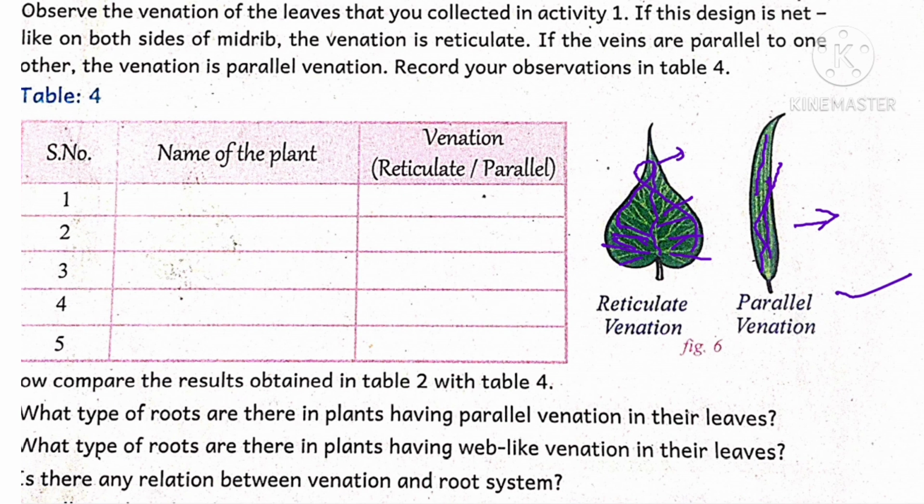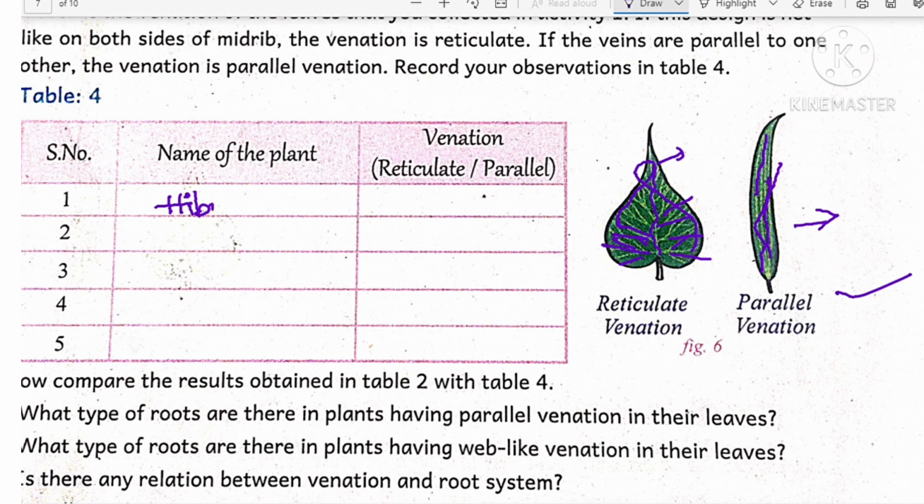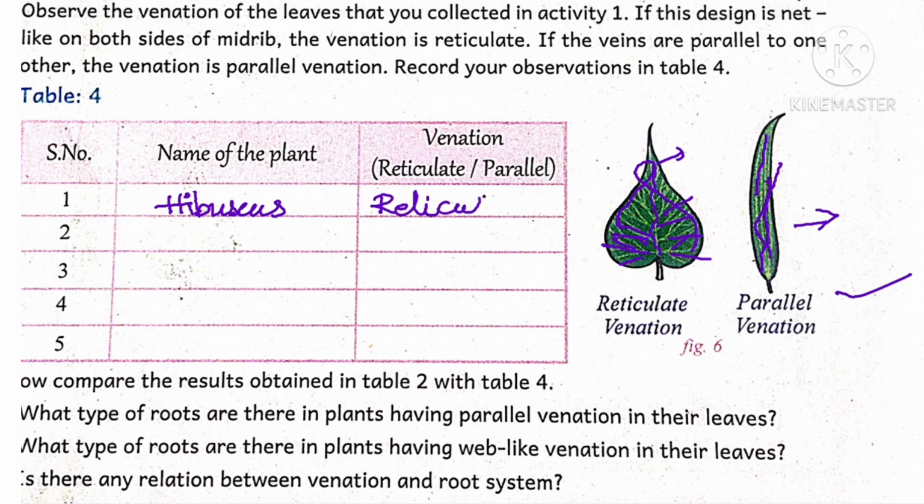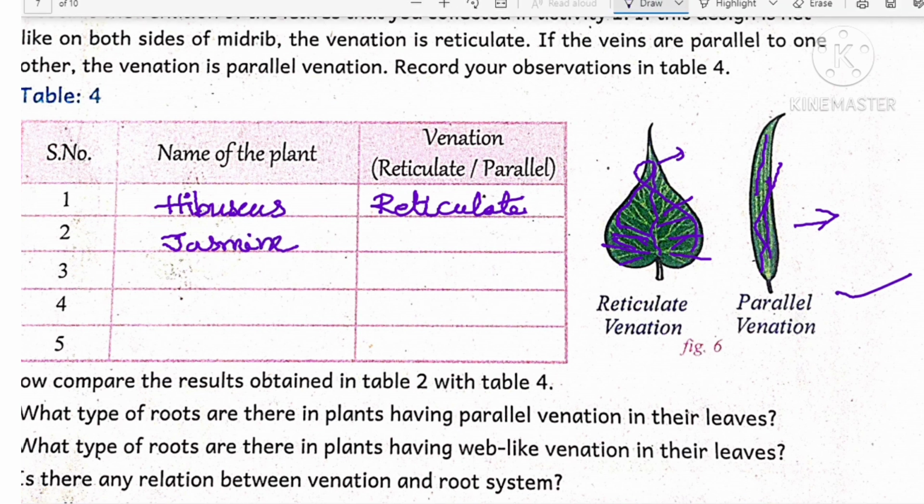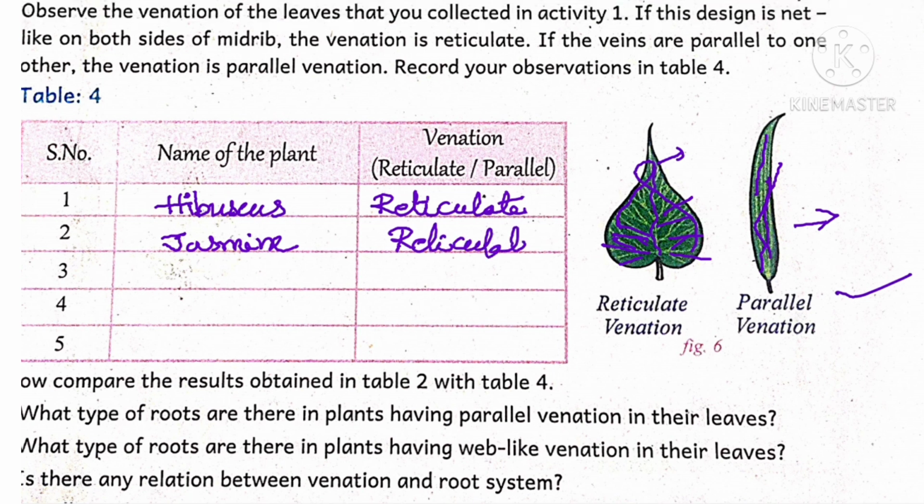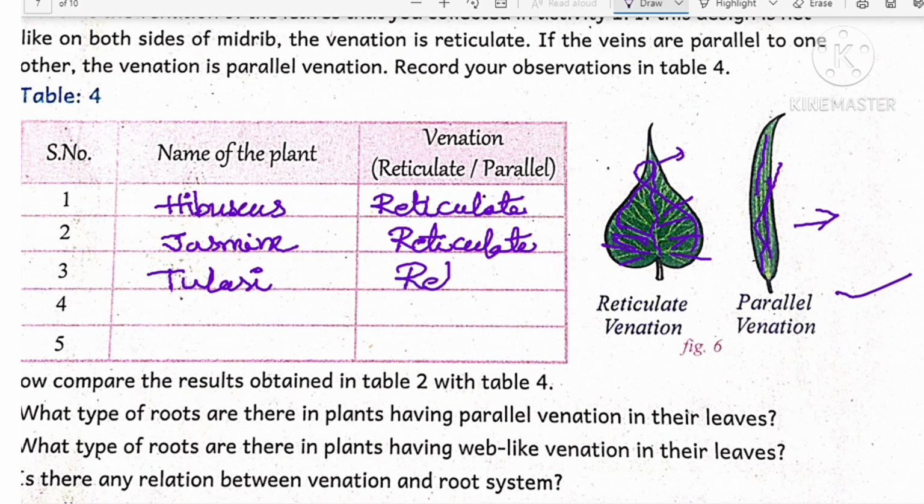So the first plant, what is the first plant? Hibiscus plant. And what type of venation do you observe in hibiscus plants? Reticulate venation. The next plant is jasmine. In the jasmine leaf, what type of venation does it contain? It also contains reticulate venation. The next plant is tulasi. The tulasi plant has reticulate venation.